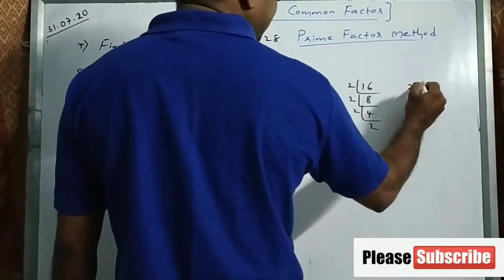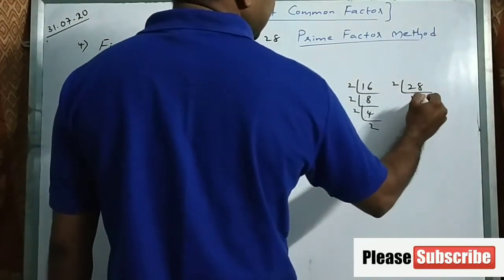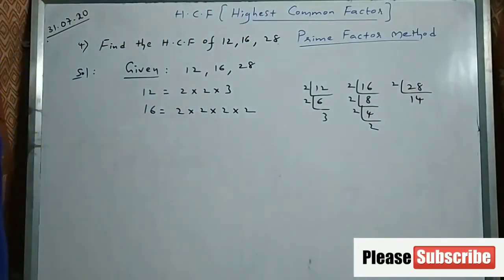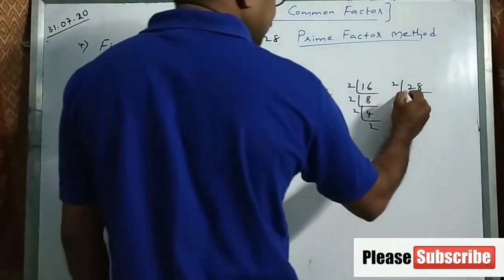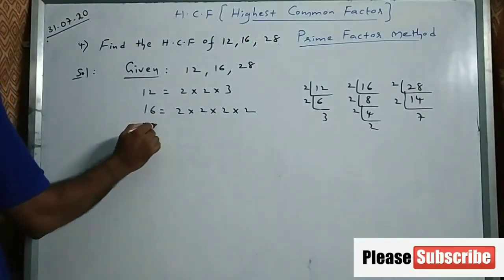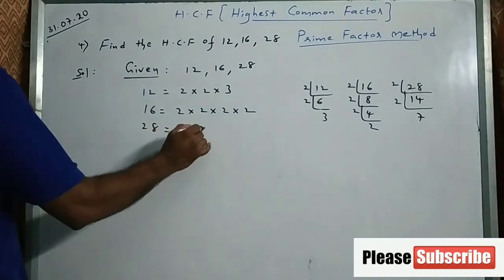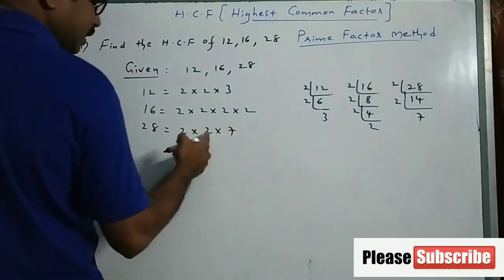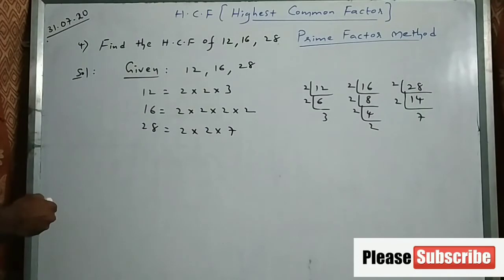28. Split 28. 2 1s are, 2 4s are. You might have understood the procedure. 2 7s are. Right? So 28 can be written as 2 into 2 into 7. 2 2s are 4, 4 7s are 28.